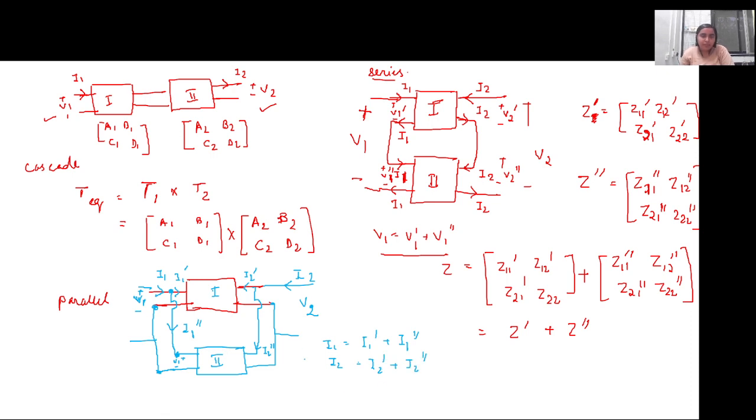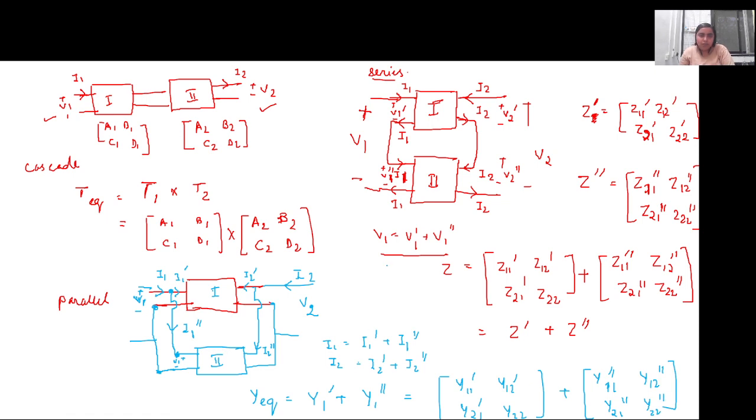So in this case, when we write in terms of the Y parameter, the equivalent Y parameter will be equal to the Y parameter of the first circuit plus the Y parameter of the second circuit. So it will be somewhat like this: Y11, Y12, Y21, Y22, plus, for the second network, Y11 double prime, Y12 double prime, Y21 double prime, and Y22 double prime.